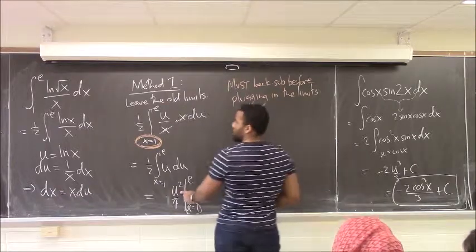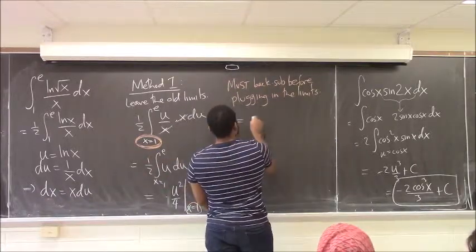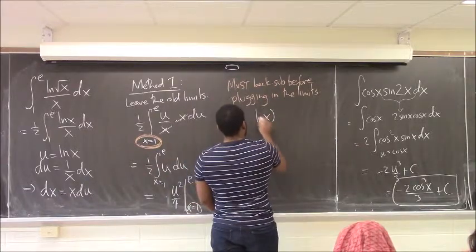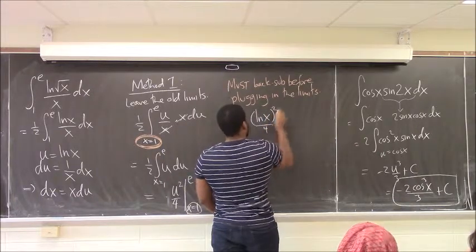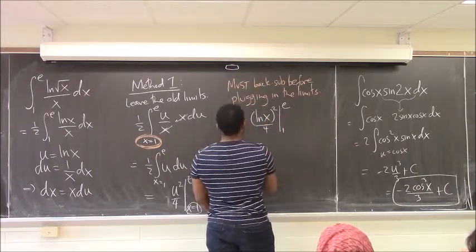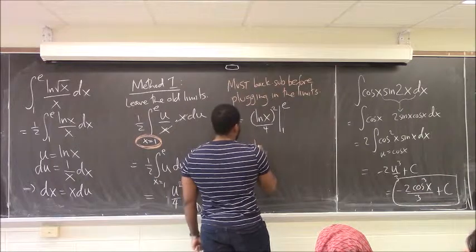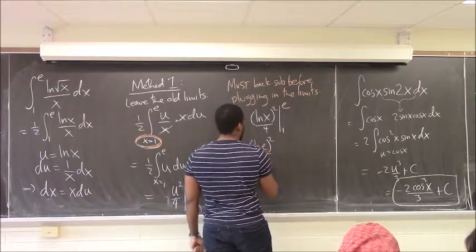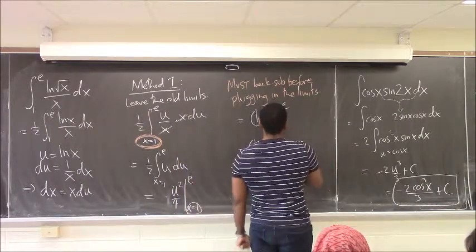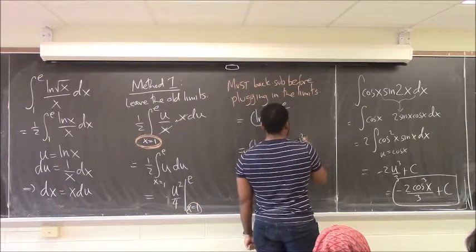Here, I would replace my u with what it was, ln x. It's going to be (ln x) squared over 4 between 1 and e. Applying the fundamental theorem of calculus, we get (ln e) squared over 4 minus (ln 1) squared over 4.